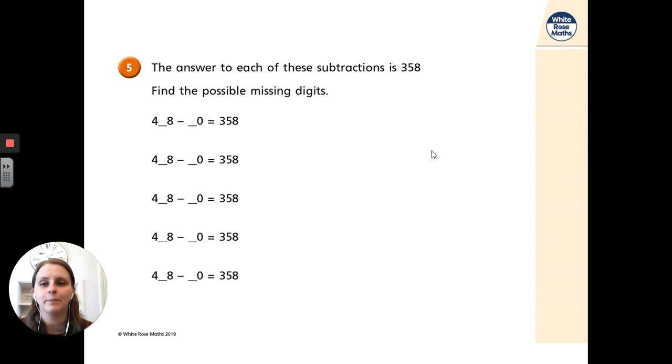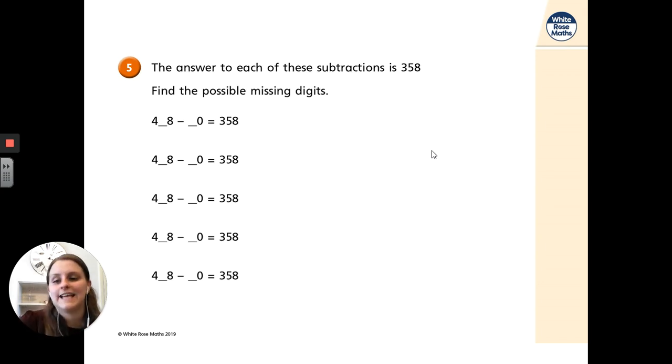Okay, number 5. So the answer to each of these subtractions is 358. Find the possible missing digits. So you've been given your starting number, you are subtracting a multiple of 10 each time, because I've got 0 ones, and it's only a 2-digit number, so it's always a multiple of 10, a number in the 10 times table. And your number is always 400 and something with 8 ones.